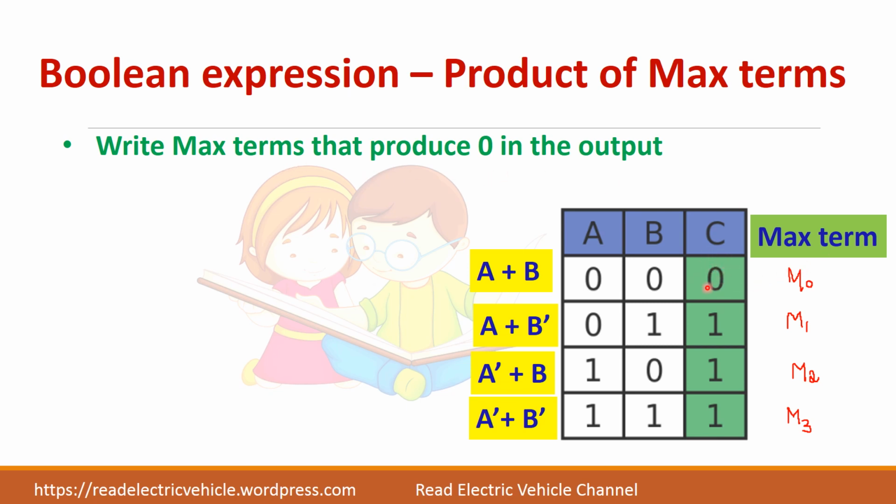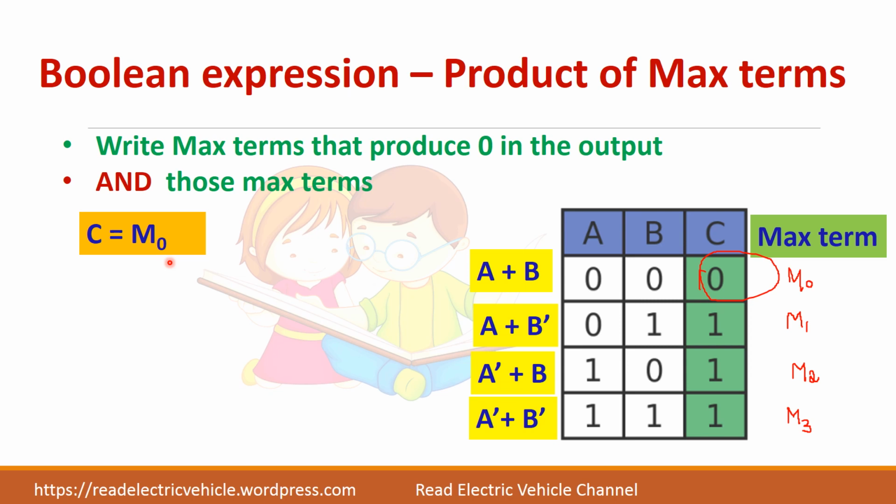So in this case only one 0 is there, and that is equal to M0. So C is equal to M0. Sometimes we may get two zeros, in such cases you have to AND those two max terms. So in this case we have C is equal to M naught. So what is M naught? A plus B. So C equal to A plus B. So this is the expression for OR gate.